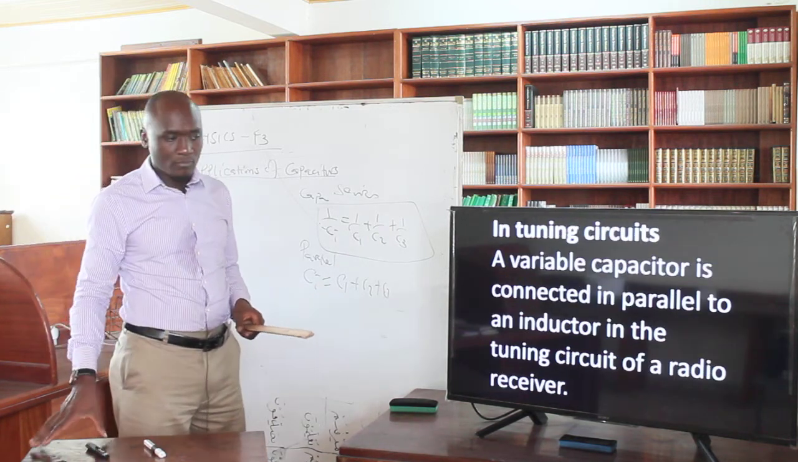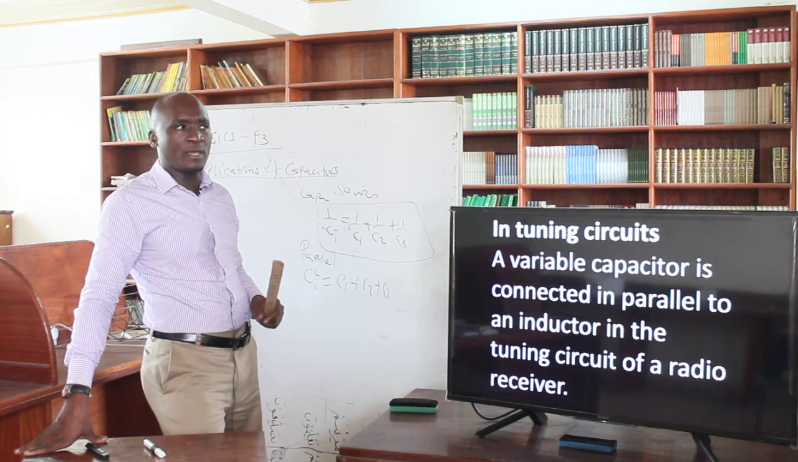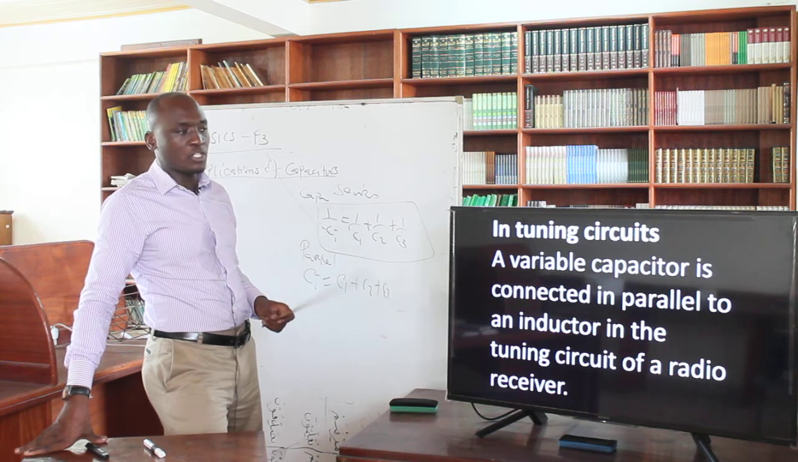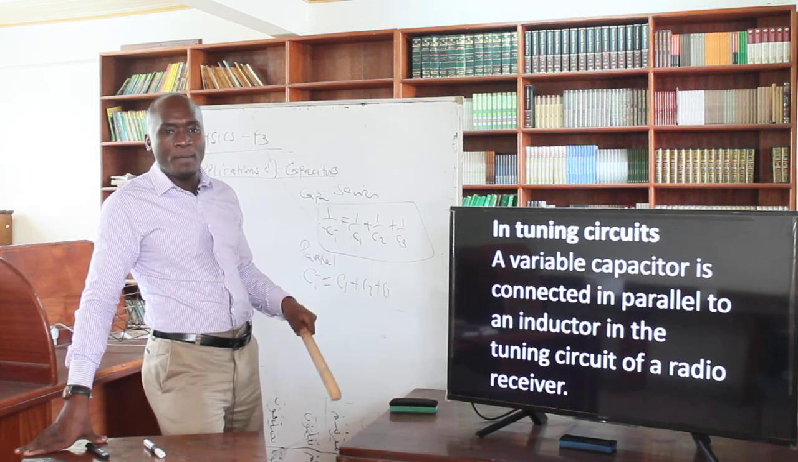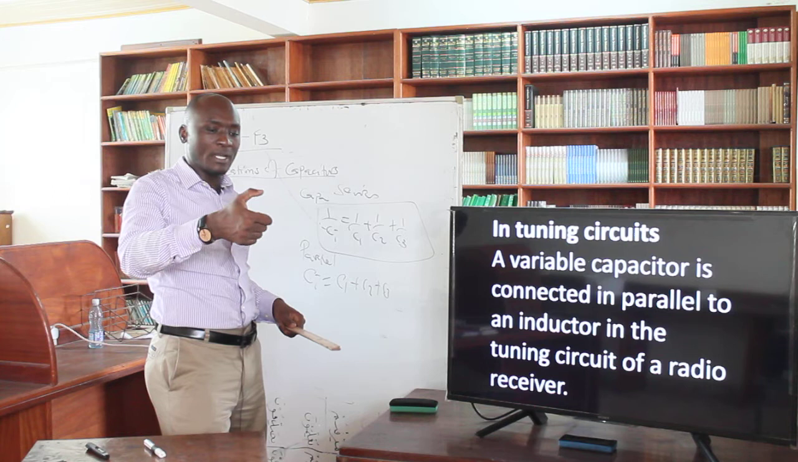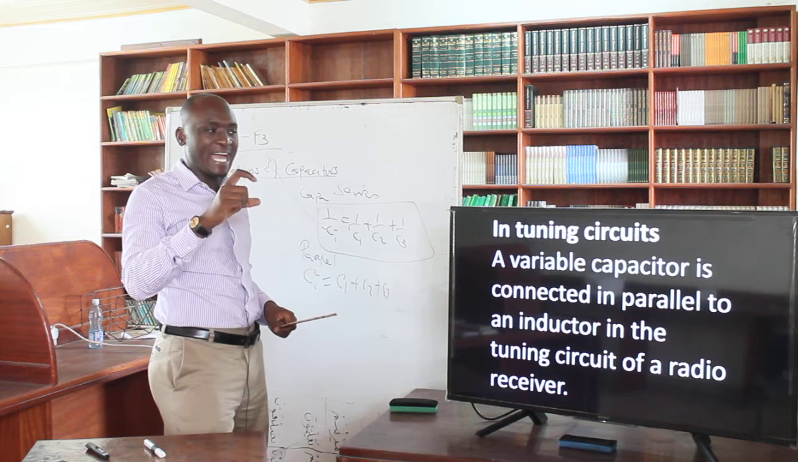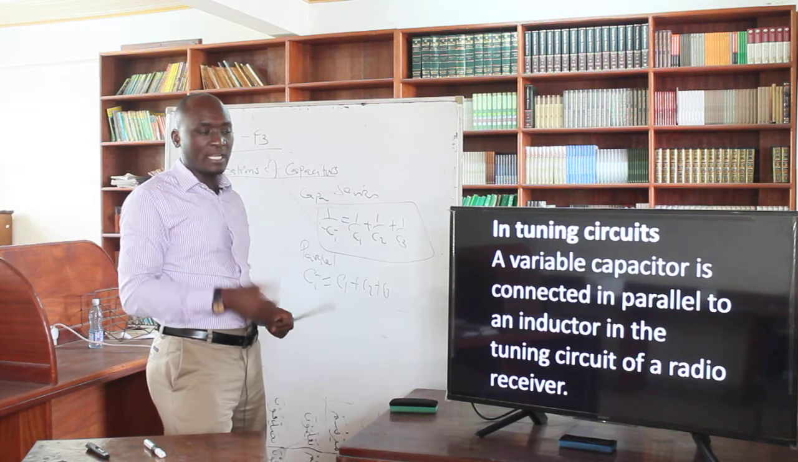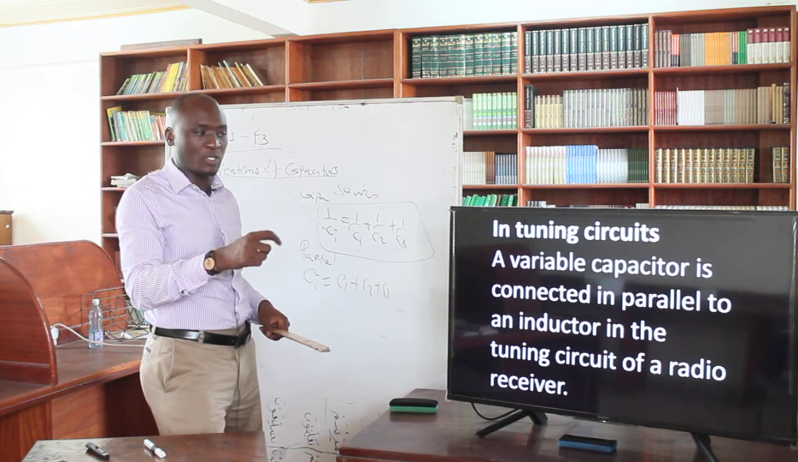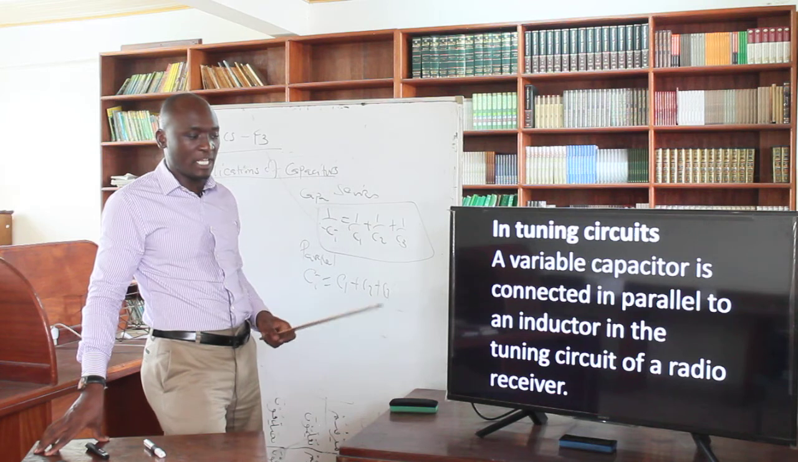At the same time, in tuning circuits, when you talk about tuning, maybe we have an FM frequency, frequency modulation. For the radio or the TV, we have a variable capacitor connected in parallel that we tune to make sure we have a fine frequency modulation. Maybe you're listening to a radio and you want a clear message from the radio station, maybe Capital FM or Citizen. So we use a variable capacitor connected in parallel to an inductor in the tuning circuit so that we can have the radio receiver.